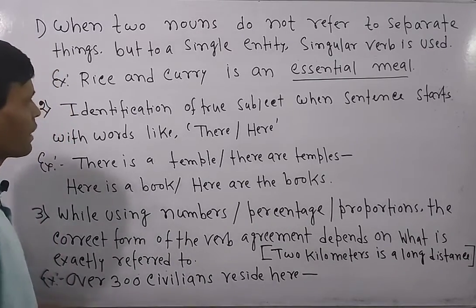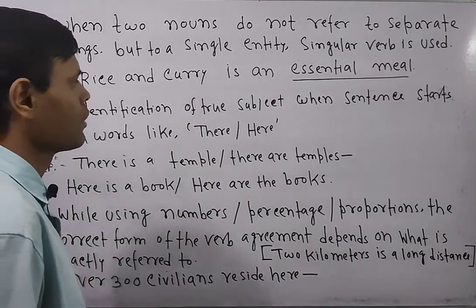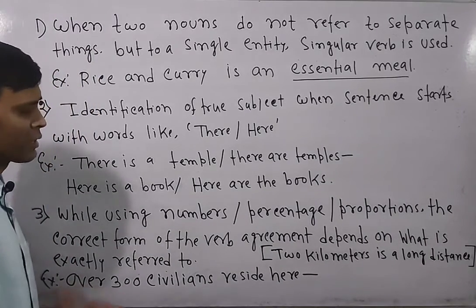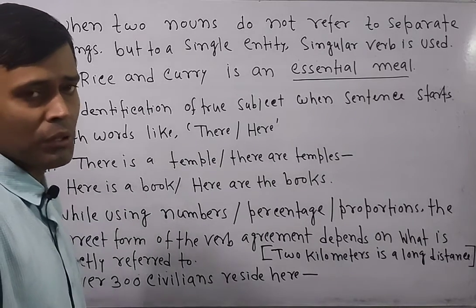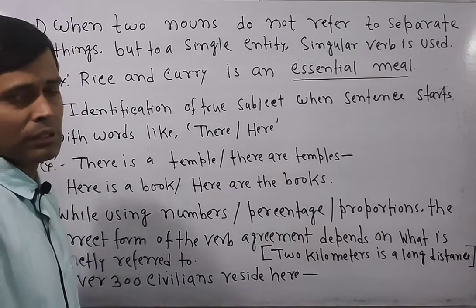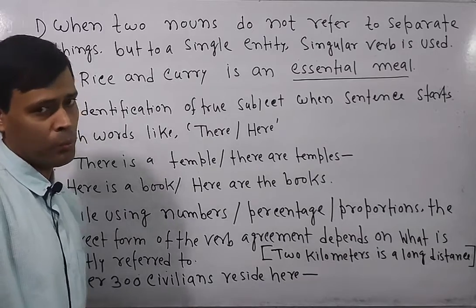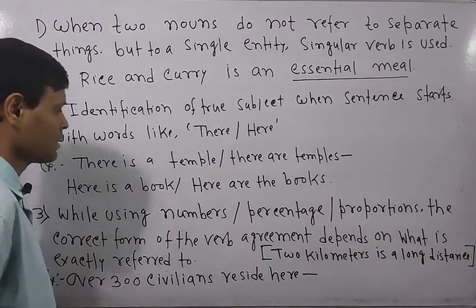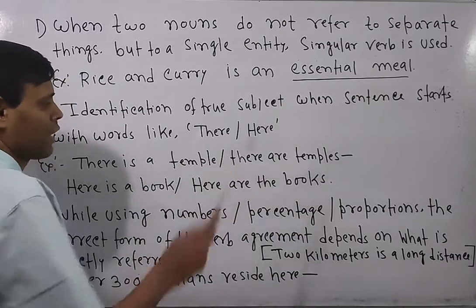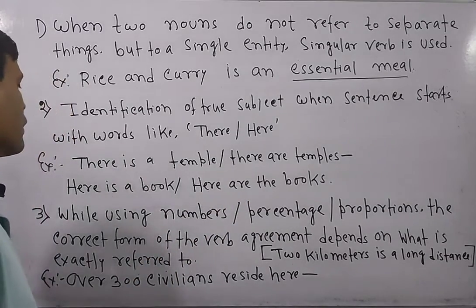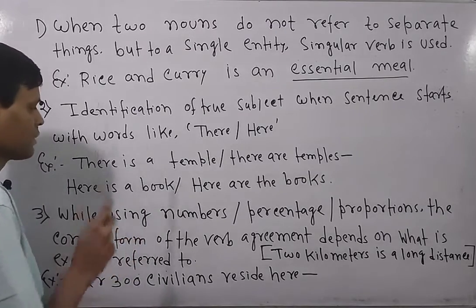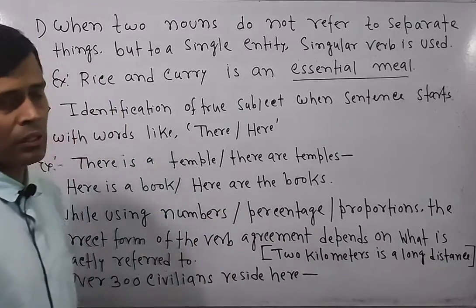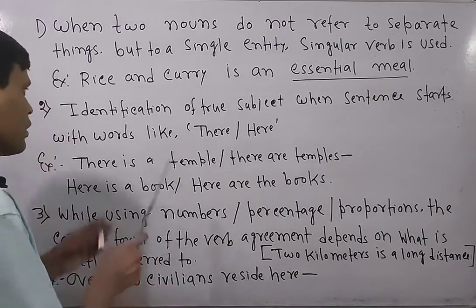And in the second rule, identification of the true subject when a sentence starts with words like there and here, etc. That means you need to identify the true subject. The subject must be a noun or pronoun. So here the subject is singular, that's why is is written. It is plural, that's why are is written. Even here is a book, the subject is singular, is is written, and here are the books, the subject is plural and are is written. So this is the rule.